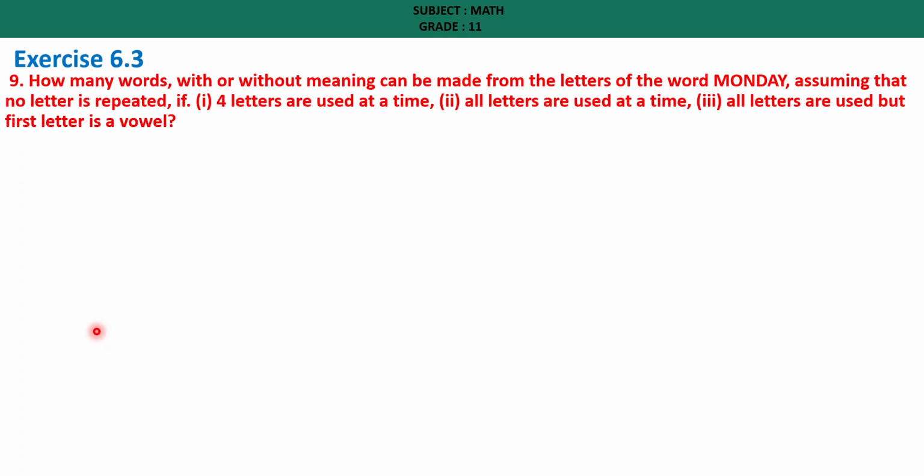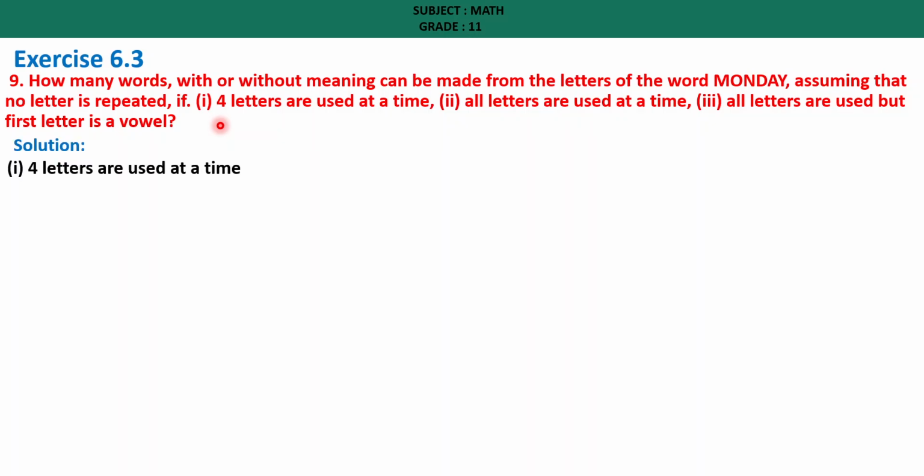Let us solve question number 9. How many words, with or without meaning, can be made from the letters of the word MONDAY, assuming that no letter is repeated? First one, 4 letters are used at a time. Second one, all letters are used at a time. Third one, all letters are used but the first letter is a vowel.